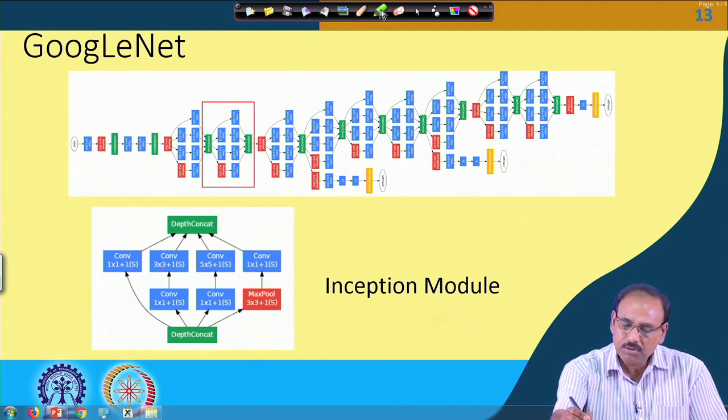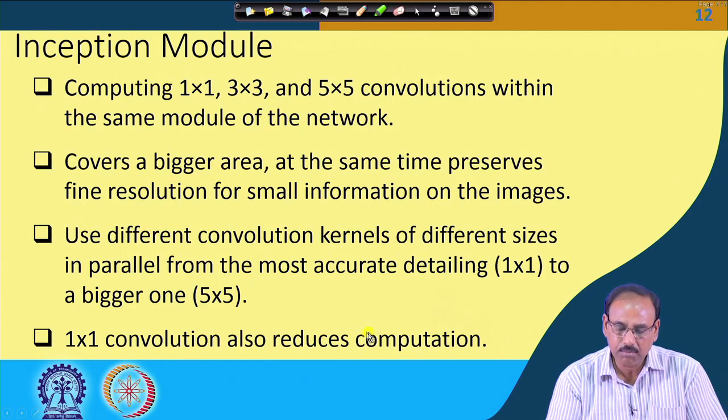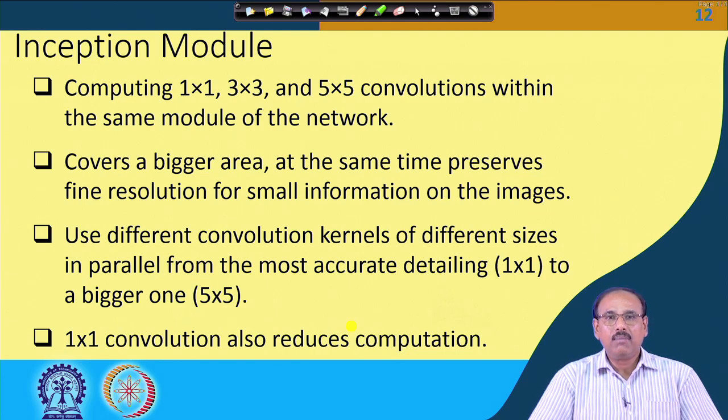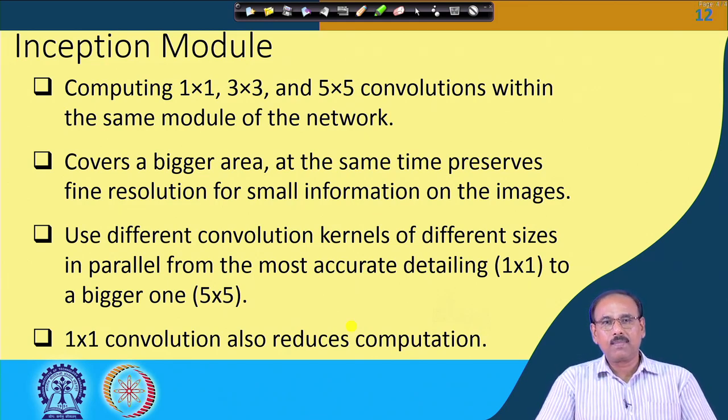So let us proceed further to see what are the things that we have in this inception module. This inception module has 1 by 1 convolution kernel, it has 3 by 3 convolution kernel, and it has 5 by 5 convolution kernel, and all these convolution kernels are within the same inception module of the network. And this is a concept which is called network inside network. So I have inception modules which are networks by themselves, within the entire GoogleNet.